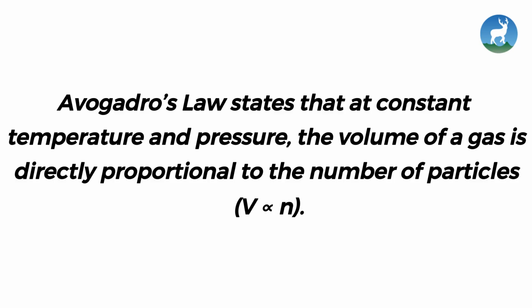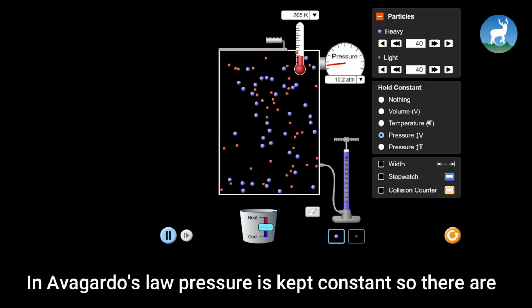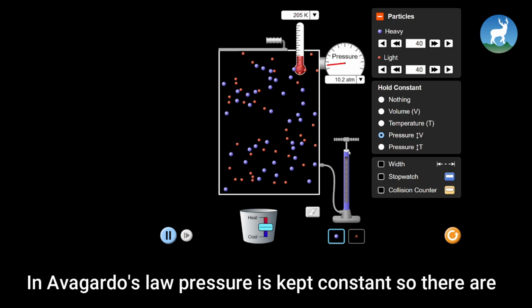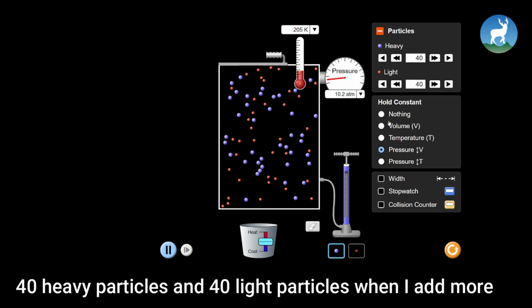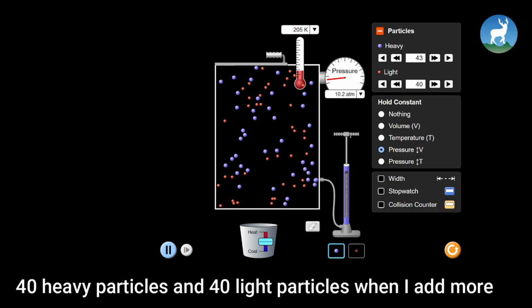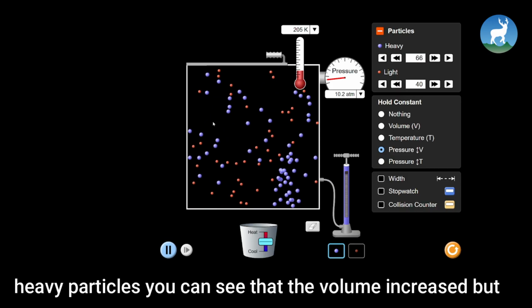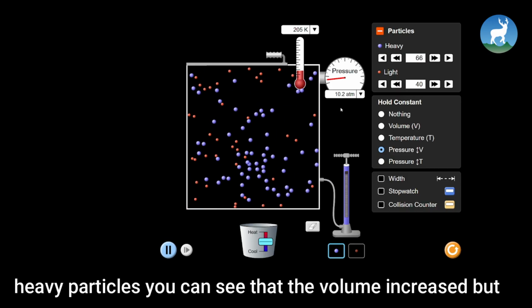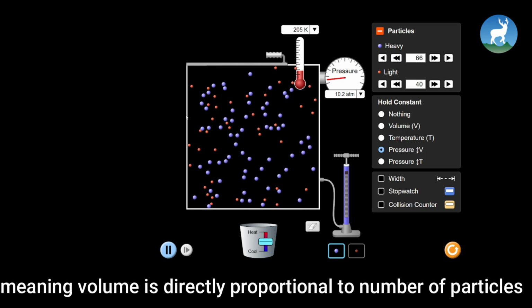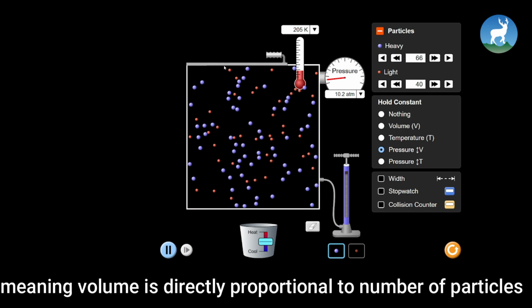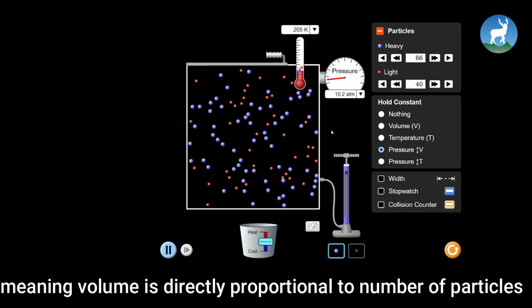Avogadro's law states that at constant temperature and pressure, the volume of a gas is directly proportional to the number of particles. V is proportional to N. In Avogadro's law, pressure is kept constant. So, there are 40 heavy particles and 40 light particles. When I add more heavy particles, you can see that the volume increased, but the pressure is still the same. This shows that V is directly proportional to N, meaning volume is directly proportional to the number of particles.